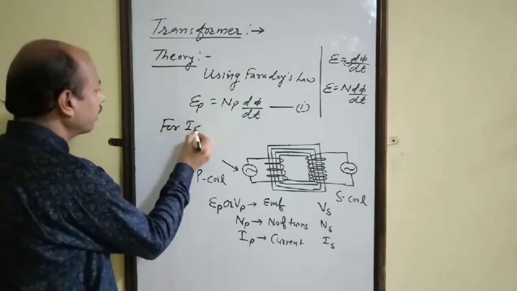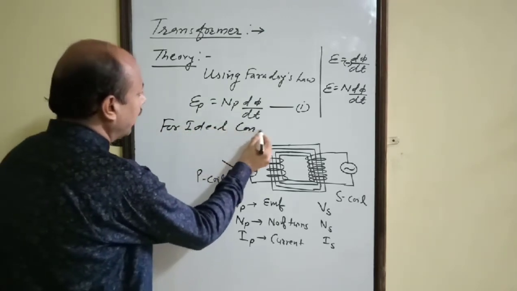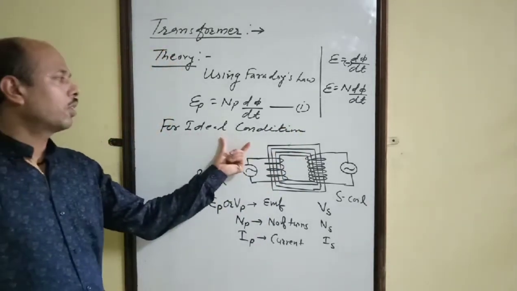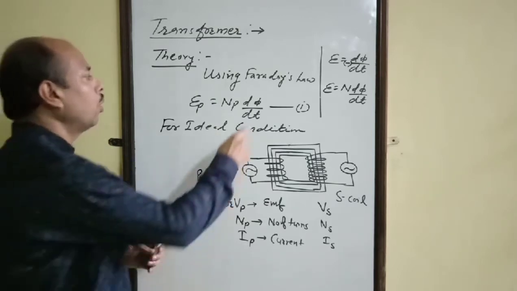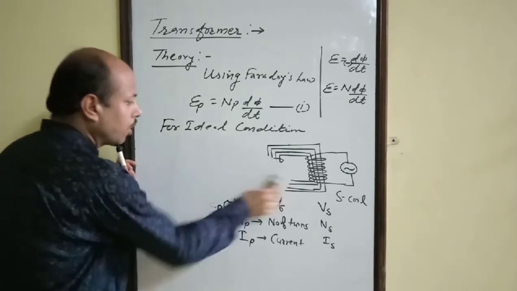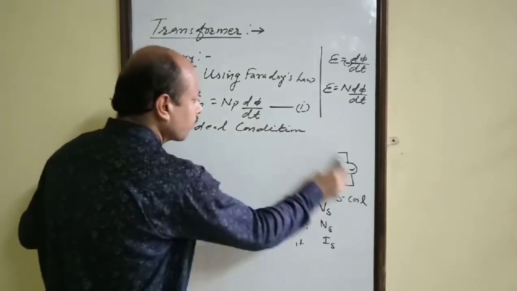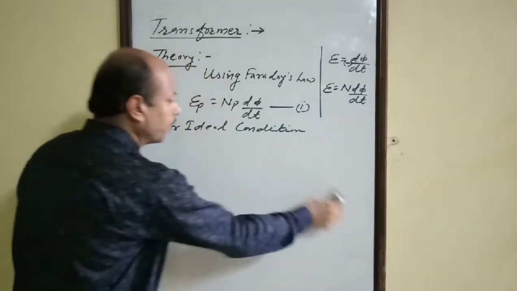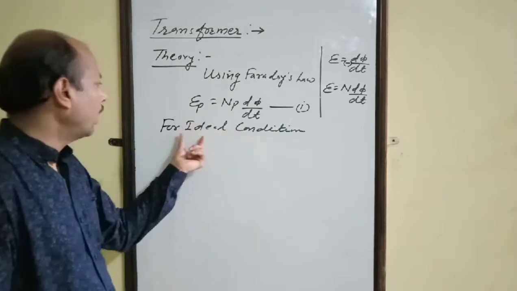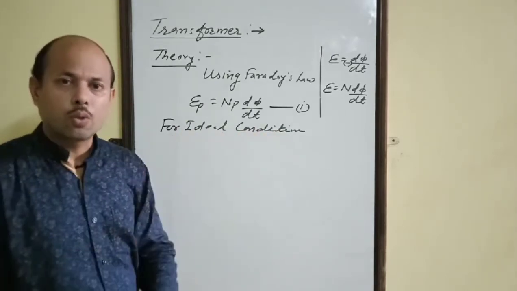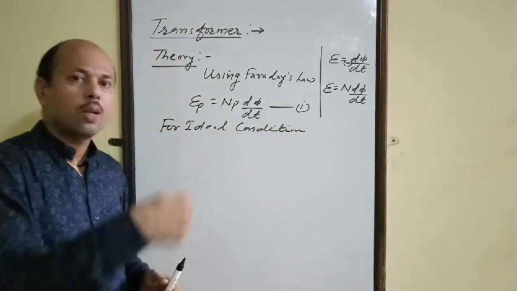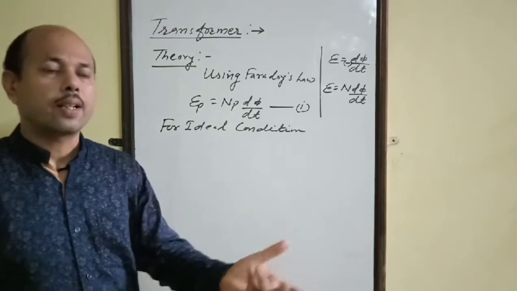For an ideal transformer, or for ideal conditions, let us suppose there is no loss of flux. It means the total flux of the primary coil is associated with the secondary coil.